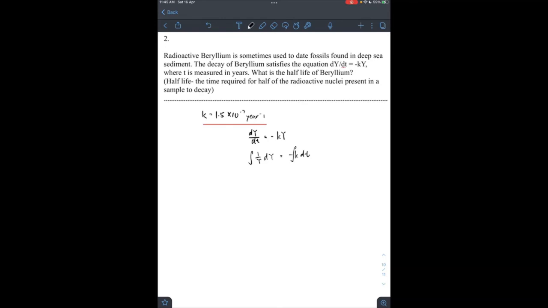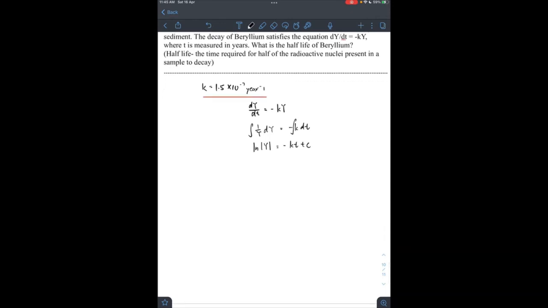We integrate both sides, and we will get ln y equals negative kt plus c, where c is the constant. Now we move the ln from the left hand side to the right hand side, so it becomes e to the power of negative kt plus c. From this we can notice that e to the power of c is actually a constant. We let it become A. So y equals A e to the power of negative kt.